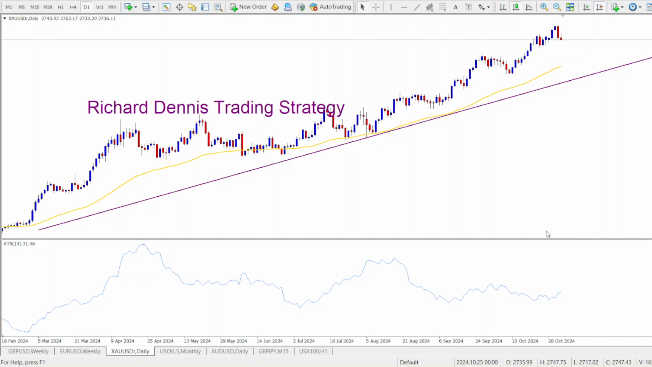Now let's talk about how you can apply the Richard Dennis strategy in the real world. You have to start by analyzing current market trends. For example, as we can see on this chart, this is a bullish trend. So you have to analyze the current market trend using the tools that we mentioned, like the moving average and the average true range. And then remember, it's all about being patient and waiting for the right moment to act. Also, don't forget to keep a trading journal. Documenting your trades, the rationale behind each decision, and your emotional responses can provide invaluable insights that improve your future performance.